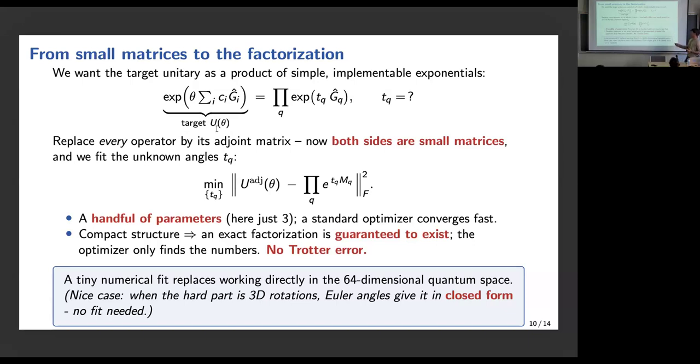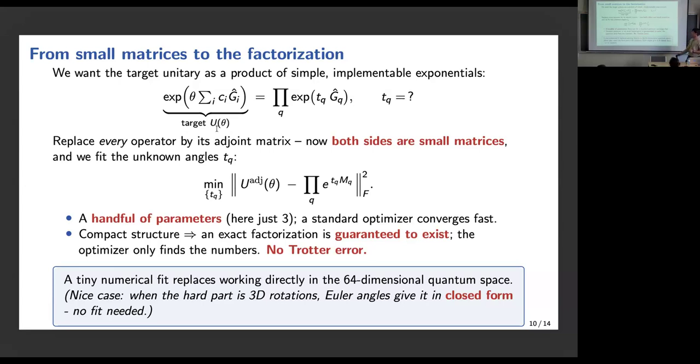And because the size of your matrices, the adjoint matrices, was pretty small, a standard optimization is going to converge really fast. The factorization that you end up with is going to be exact, and you won't have any Trotter error in there.